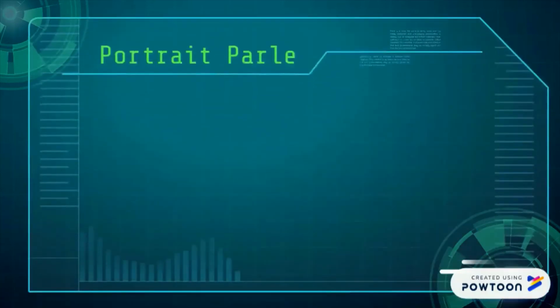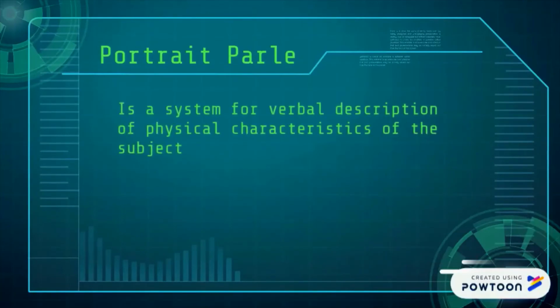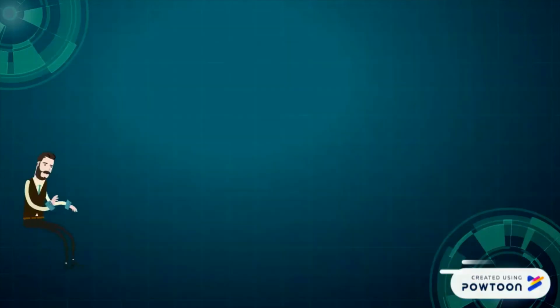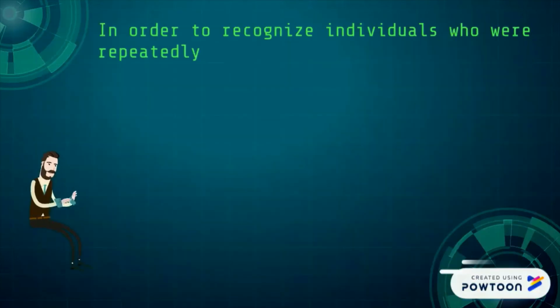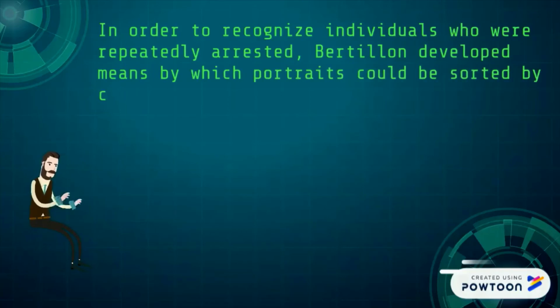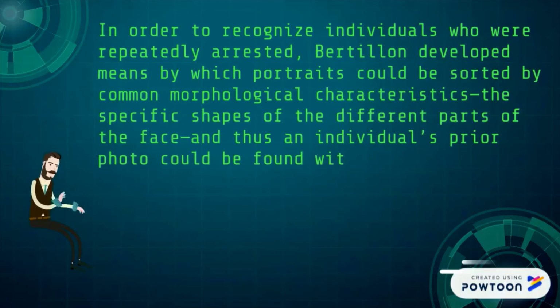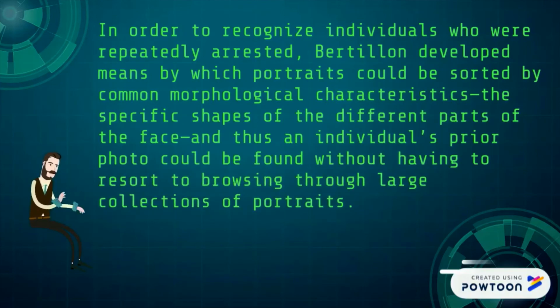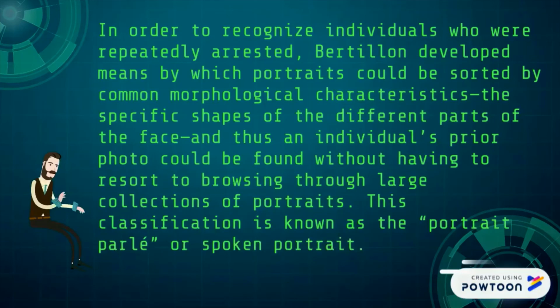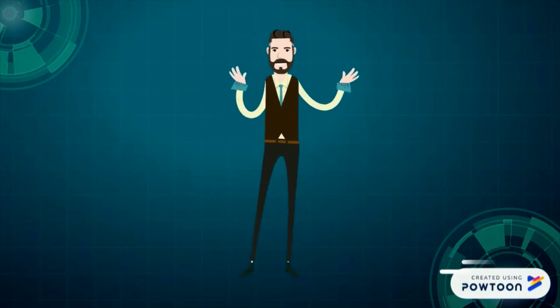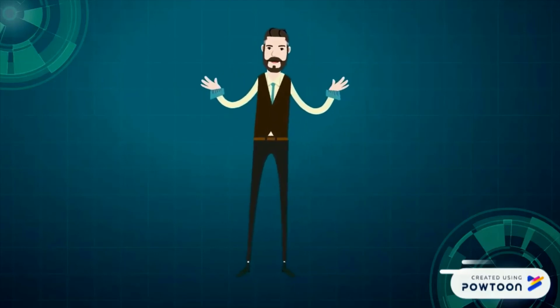Portrait parlé, meaning speaking likeness, is a system for verbal description of physical characteristics of the subject. It is based on the Bertillon method of criminal identification by measurements of the human body. Bertillon designed an incremental physical description card, also called the Bertillon card, comprising 4 areas.